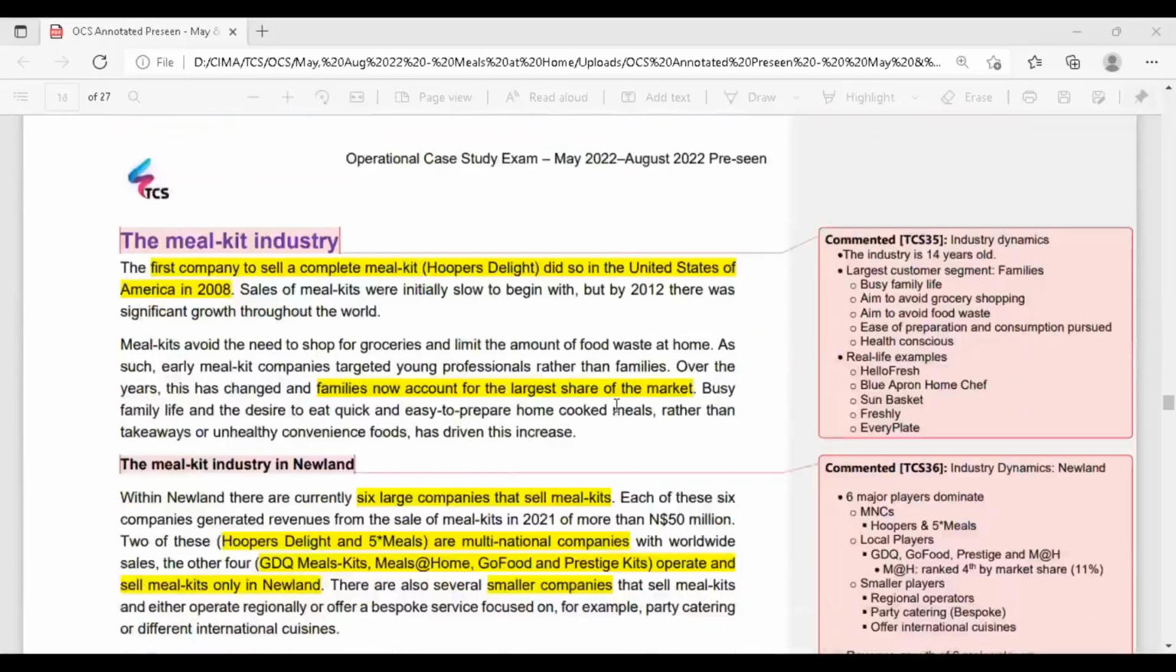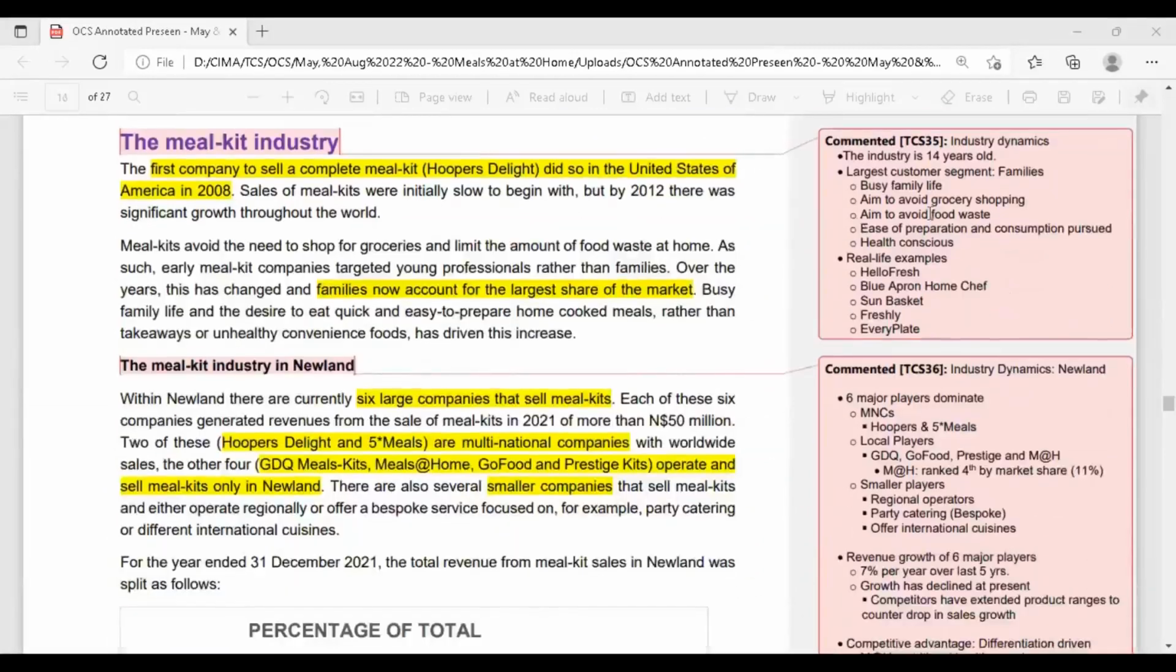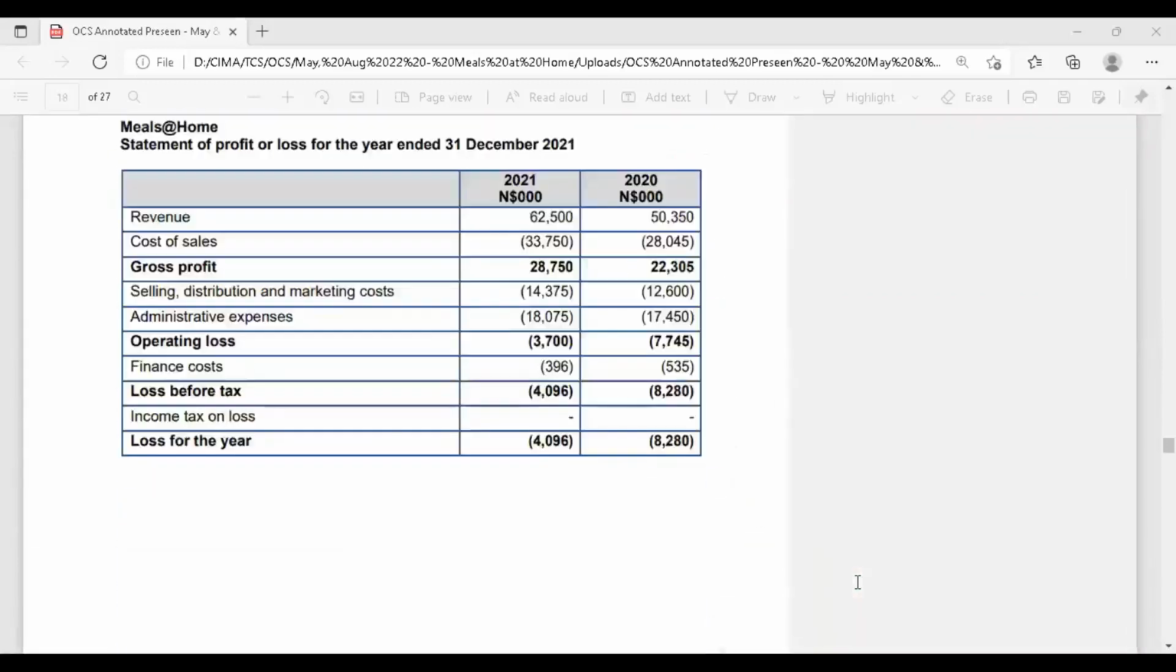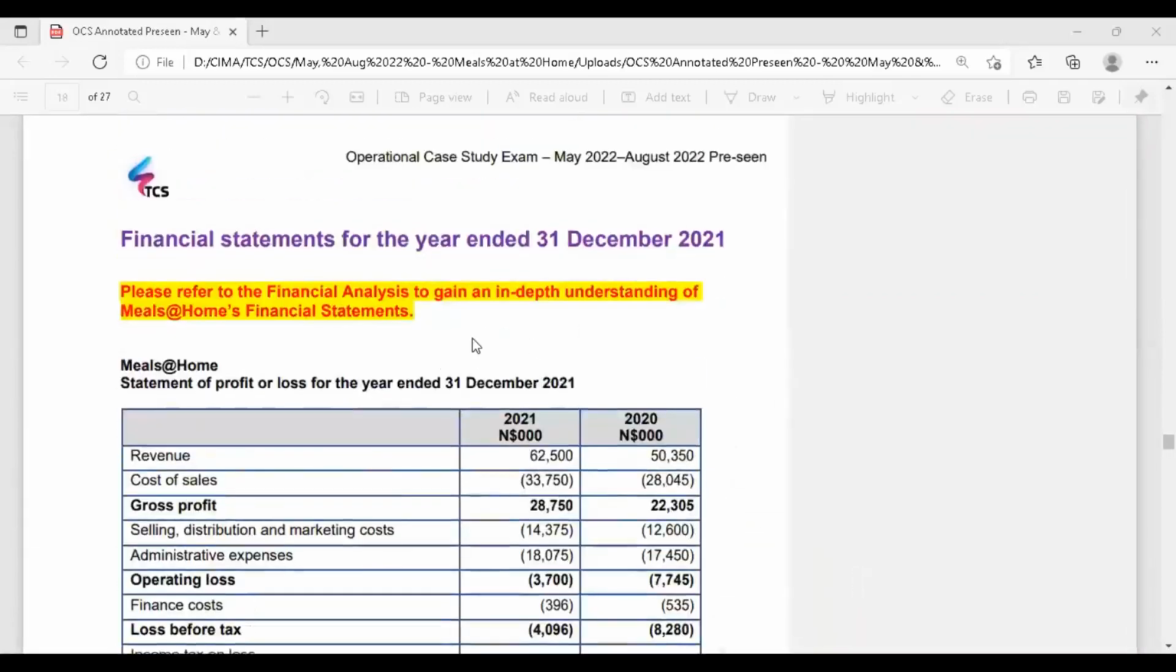Okay, MealKit industry. So the examiner has given you some information. So I've mentioned all this information. This has a lot of technical nitty-gritties. The examiner is going into the nitty-gritties of the industry. I've made your life easier by coming up with a set of comments which are precise and easily understandable. And in the 4th video, I'll be taking you through the financial statements of the company.